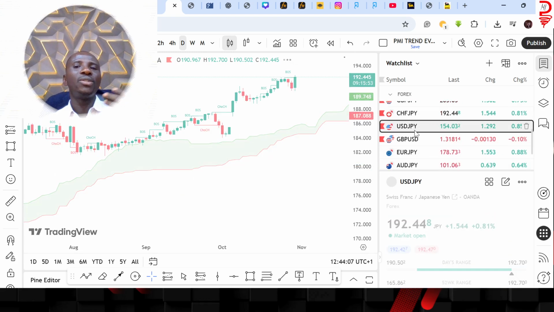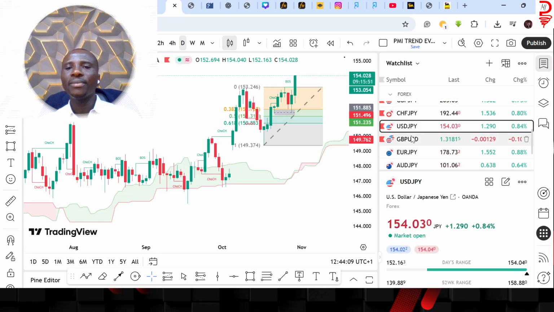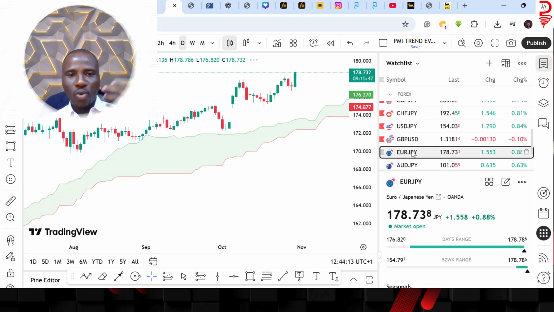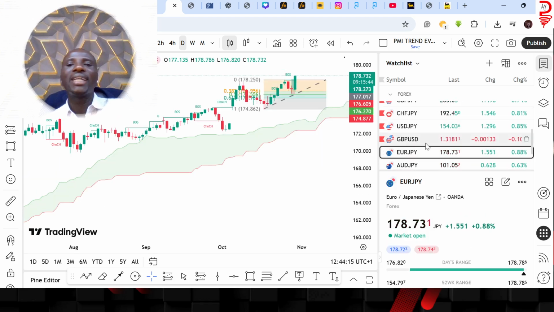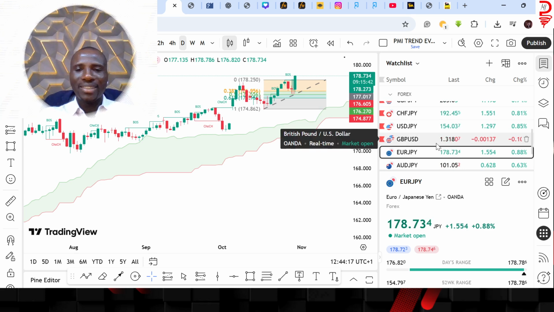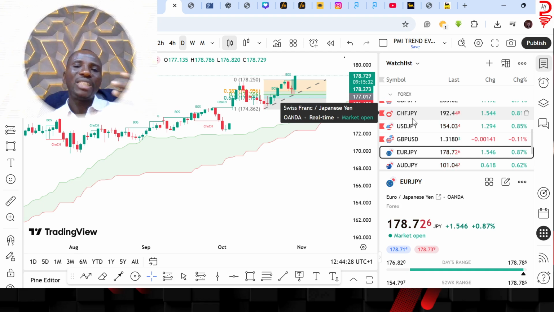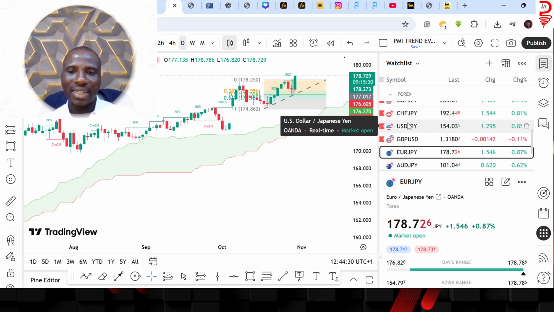Actually, this trade is valid on USD JPY and even on Euro JPY, but we took only CHF JPY. You cannot take all the trade signals. If you do, you are increasing your risk in the market, because whatever happens to Euro JPY or USD JPY or CHF JPY is going to be the same thing at the end of the day.